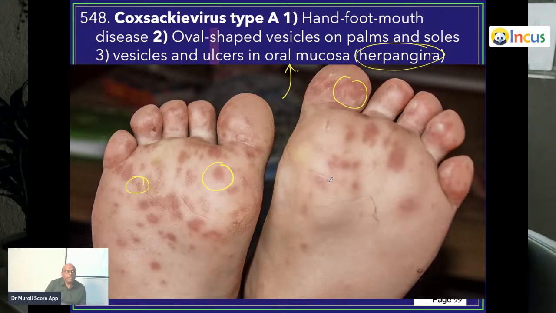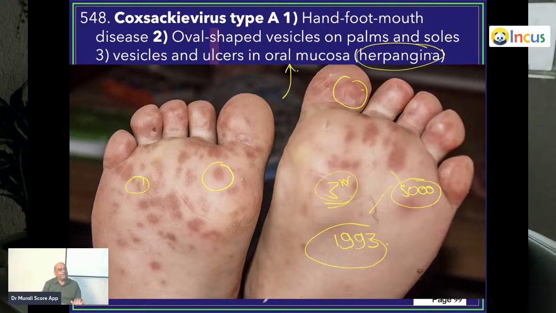First time Coxsackie virus, if I remember properly, I learnt it in third year MBBS. I was writing a 5000 MCQ review on Anantanarayan microbiology in third year MBBS, which was published, a very popular book. Paras Medical published it, way back in 1993. I never saw a Coxsackie virus until my younger son, somewhere in 2014, actually had hand foot mouth disease.